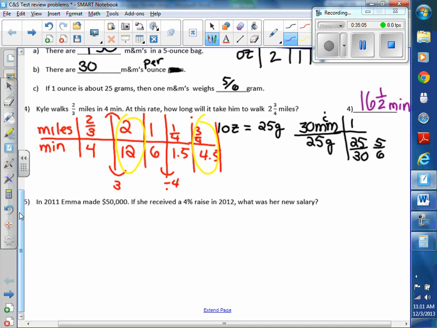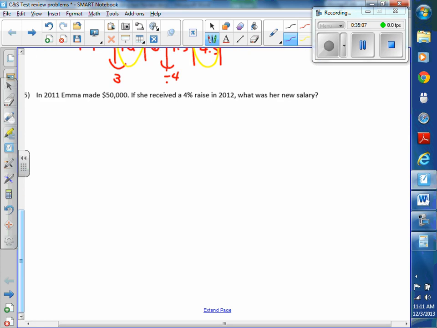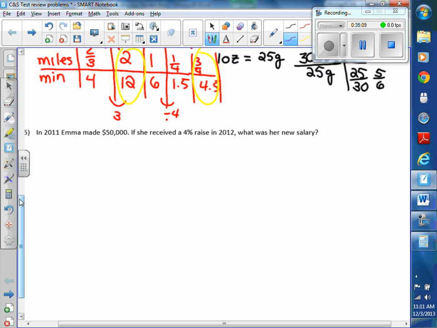In 2011, Emma made $50,000. If she received a 4% raise in 2012, what was her new salary? So that's way easier than the commission problem, isn't it? I just didn't want to start with easy because we might not have finished the hard.